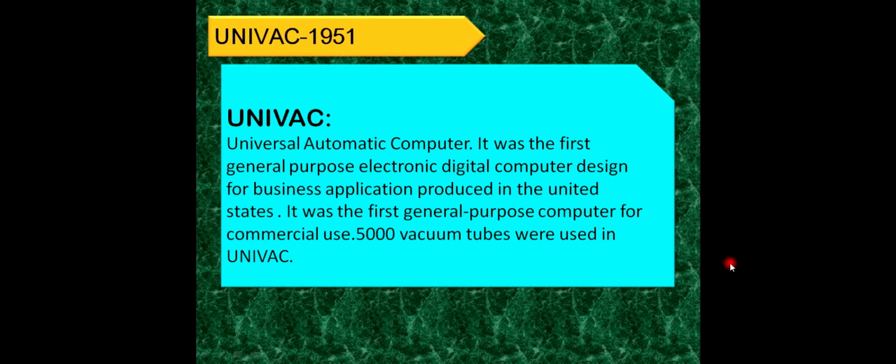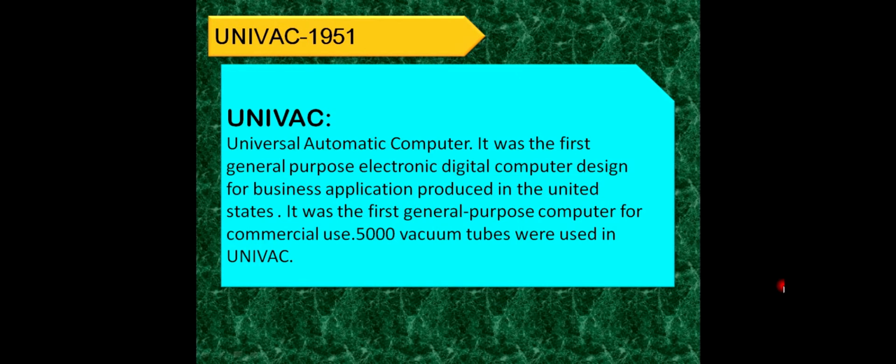So UNIVAC was developed in 1951. The most important feature, as you can see here, is that it was a general purpose electronic digital computer designed for business applications, and it was produced commercially to do commercial tasks. And the next feature is that 5,000 vacuum tubes were used in the UNIVAC.